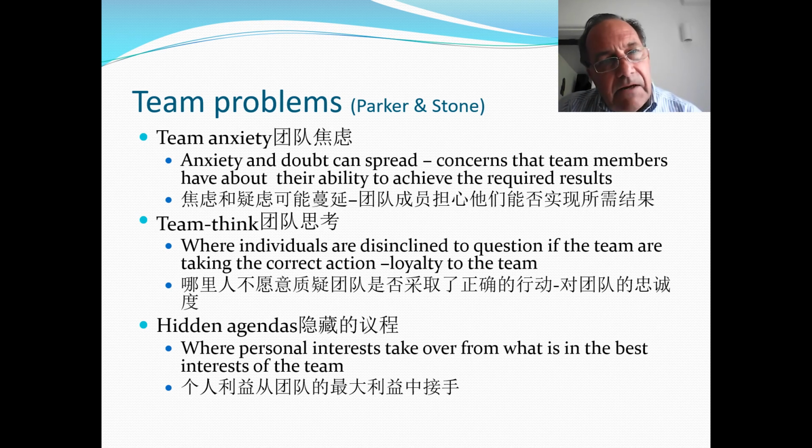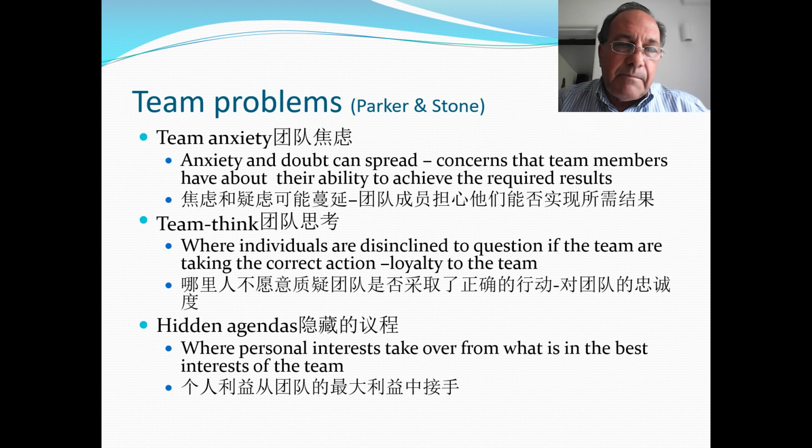Another area in terms of team problems is when individuals in the team are disinclined to question if the team are taking the correct action. This is sometimes referred to as groupthink as well as teamthink, where people just go along with the flow and don't think about whether the actions they're taking are correct. It's just that everybody can actually agree on a course of action to take, even if one or two individuals think that that is not the right thing to do. So that's two of the kind of team problems.